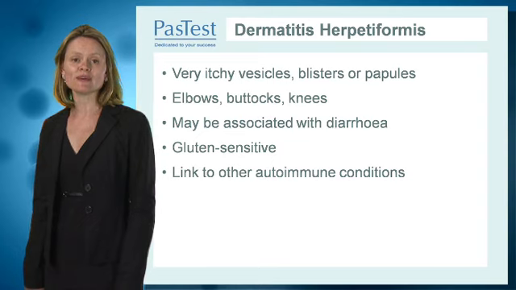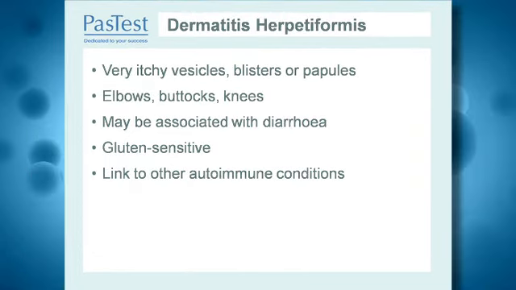Dermatitis herpetiformis affects the elbows, buttocks and knees, again as in this patient, and may be associated with diarrhoea. The patients are gluten sensitive and there is an association with celiac disease, hence the association with diarrhoea. But there is another link to autoimmune conditions too.